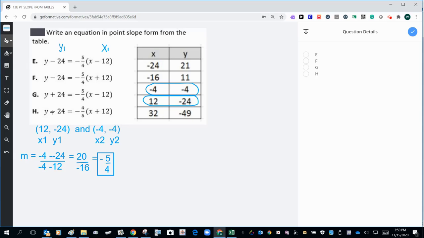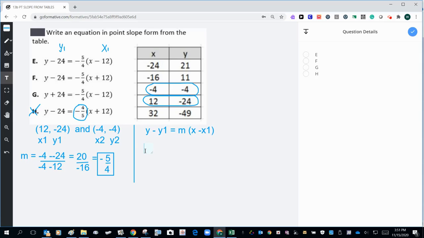So because of that, we can go ahead and eliminate letter H, because that one has the wrong slope. Now the other three are still possible answers. So now let's see what we're going to do. Let's go ahead and draw a line right here. And we're going to use our formula, y minus y1 equals m times x minus x1.